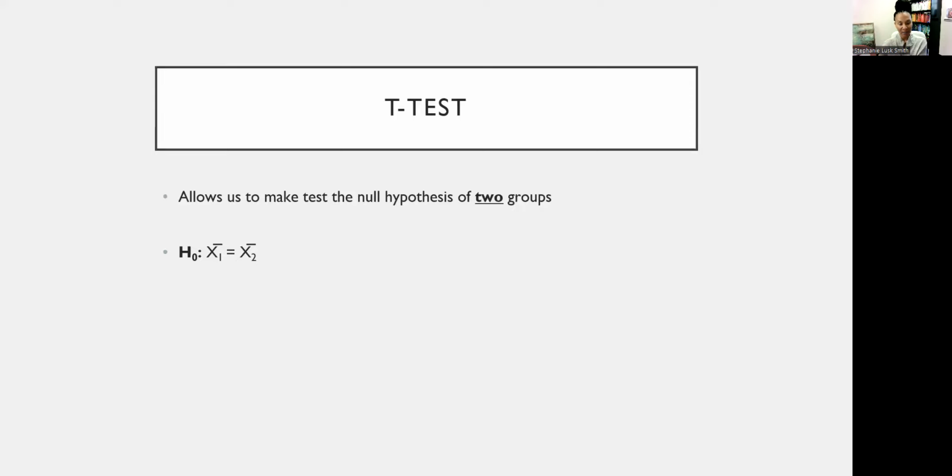We're calculating the mean, and we're taking that one mean from group 1 and that one mean from group 2, and comparing one to the other to determine whether or not there's any statistically significant difference between those two groups.